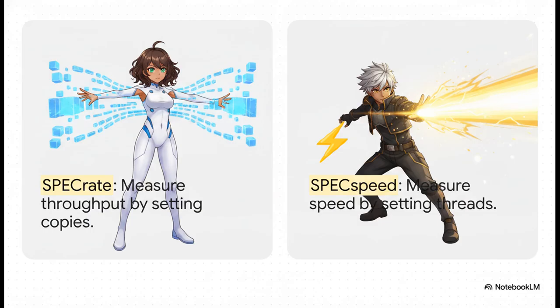But wait, first, you have to configure for your multi-core processor, and this brilliantly illustrates the key difference between the two main benchmark types. If you're running a SPECrate benchmark, you measure throughput by setting the number of copies to match your system cores. On the flip side, if you're running a SPECspeed benchmark, which measures how fast a single task completes, you need to configure the number of threads instead.